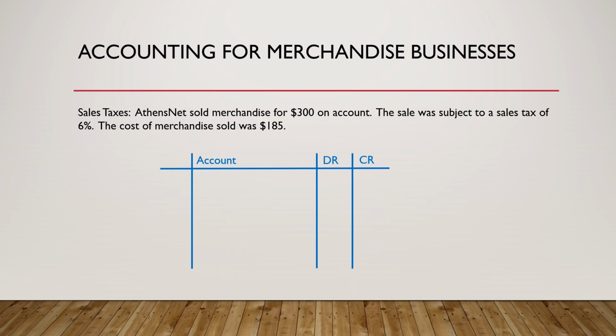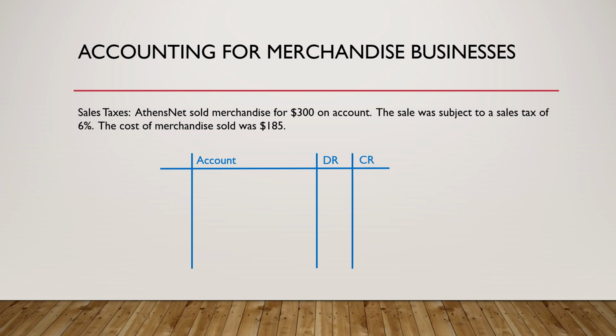Sales taxes. AthensNet sold merchandise for $300 on account. The sale was subject to a sales tax of 6%. The cost of merchandise sold was $185. This transaction is nigh identical to our previous sales transactions, just with the addition of our sales tax liability.